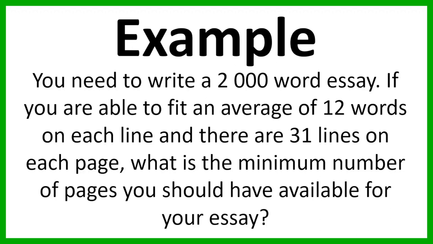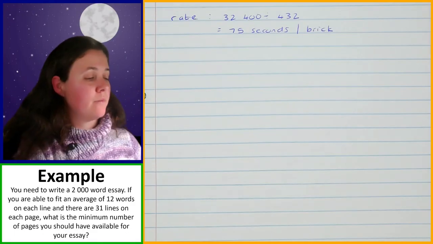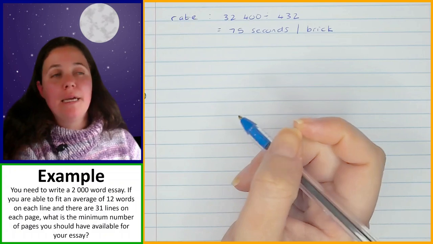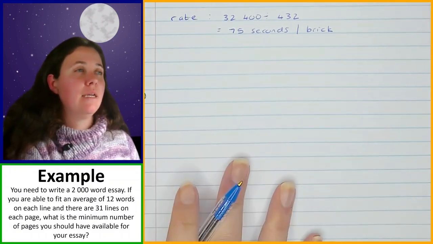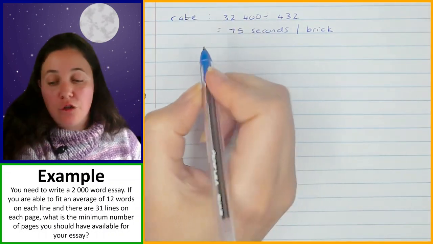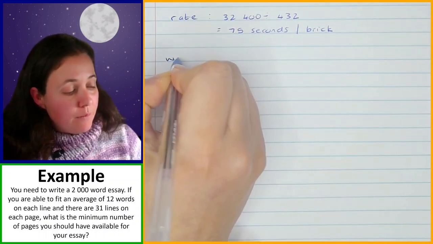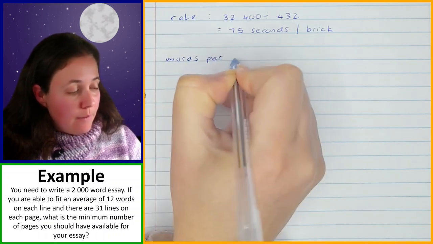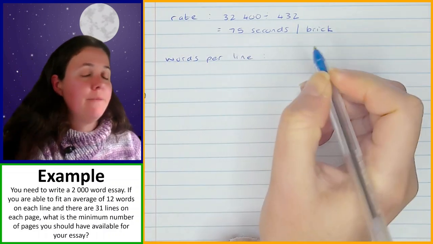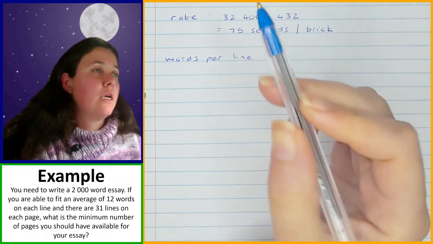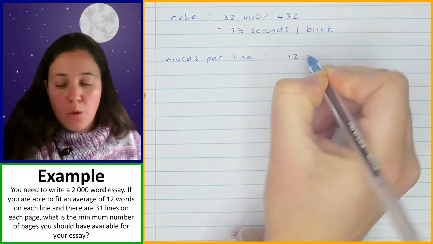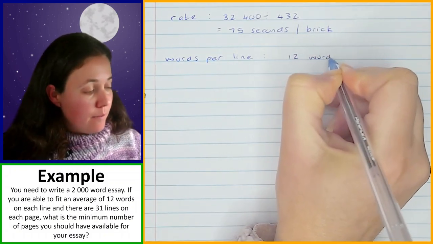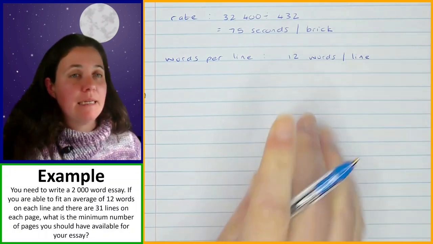Okay, so let's look at how to do this question. The first thing we need to do is work out how many words you write per line, or write down the rate of words per line. They told us that you write an average of 12 words on each line. So that's 12 words per line. That was basically given to you already.